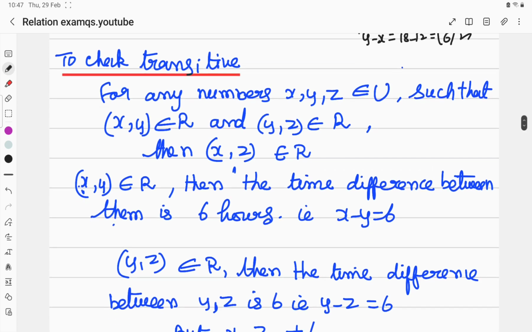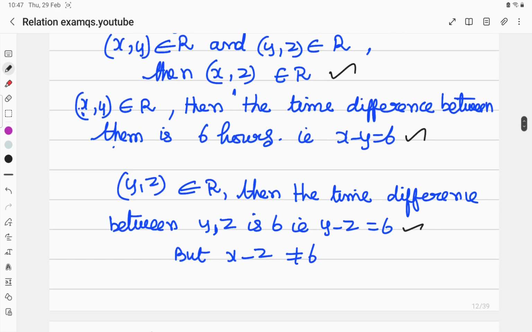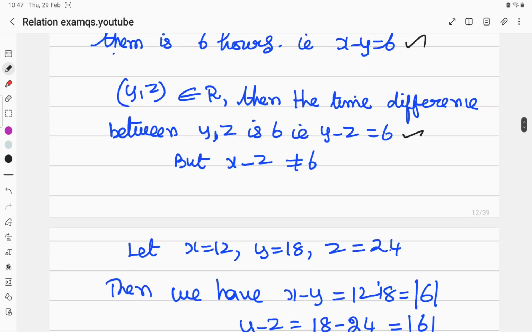To check transitivity: for any zones x, y, z belonging to the universal set such that (x, y) is related to R and (y, z) is also related to R, we have to prove that (x, z) belongs to R. That means (x, y) is related to R, therefore the time difference between them is 6 hours, x minus y is 6. Given (y, z) belongs to R, therefore the time difference between y and z is 6. But the time difference between x and z is not equal to 6.